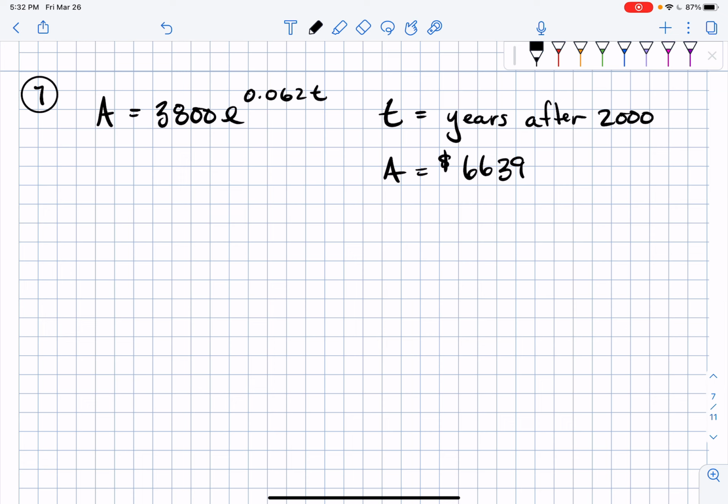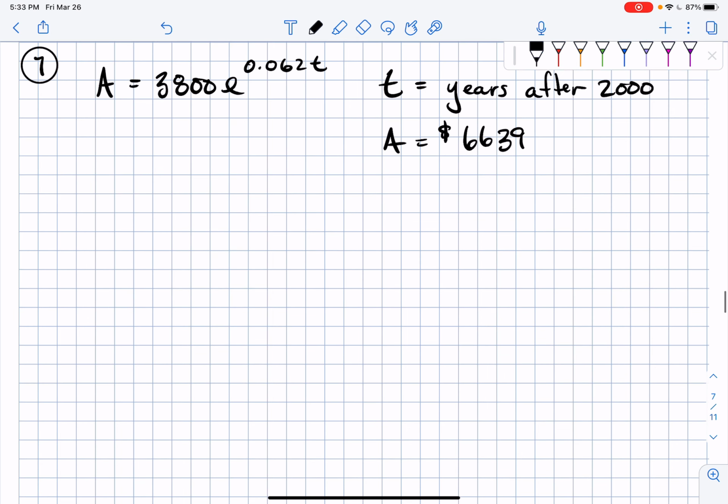All right. So number 7 says, hey, here's my equation. I want to know what t might be, which is after 2000, if the final amount came out to be 6,639. Okay, so let's go ahead and plug that in. So 6639 is equal to 3,800 e to the 0.062t. Okay. So first, I'm going to divide by that 3,800.